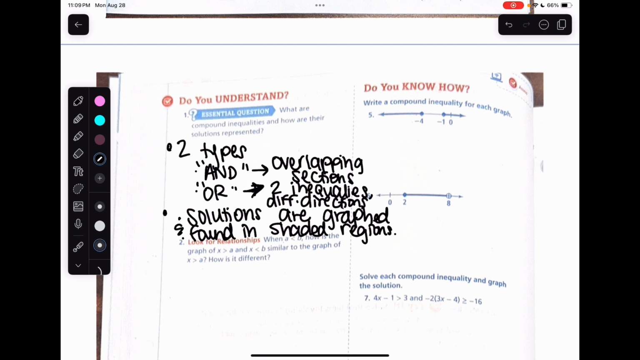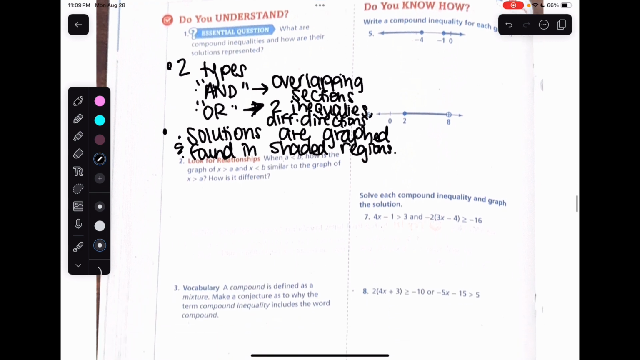Okay. All right, number 2. When A is less than B, how is the graph of x is greater than A and x is less than B similar to the graph of x is greater than A? And how is it different? Okay, so let's look at that.